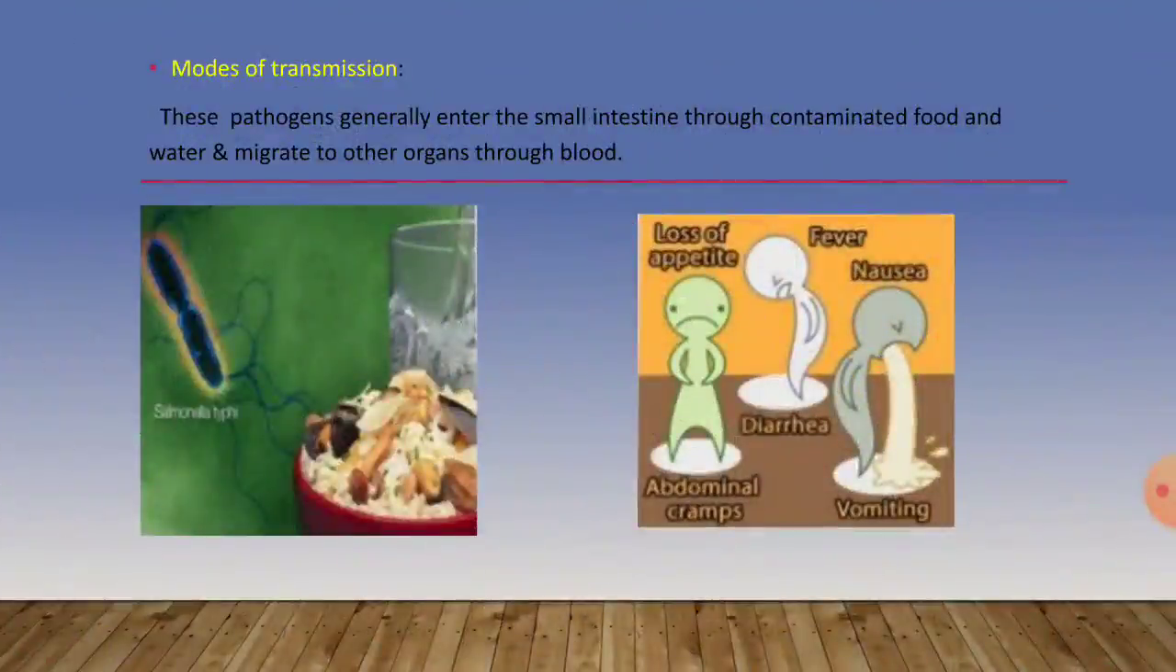Now, what are the modes of transmission of typhoid? This pathogen generally enters the small intestine through contaminated food and water and migrates to other organs through blood.